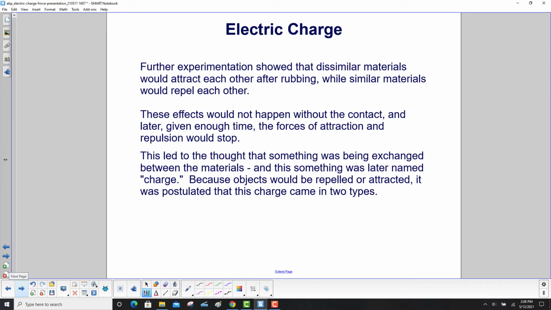Further experimentation showed that dissimilar materials would attract each other after rubbing, while similar materials would repel each other. These effects would not happen without the contact, and later, given enough time, the forces of attraction and repulsion would stop. This led to the thought that something was being exchanged between the materials. The something was later named charge. Because objects would be repelled or attracted, it was postulated that the charge came in two types.